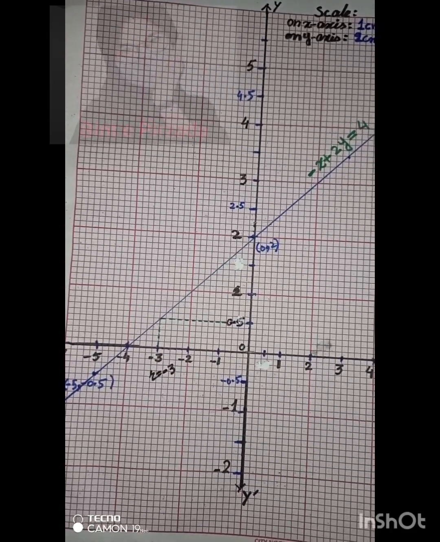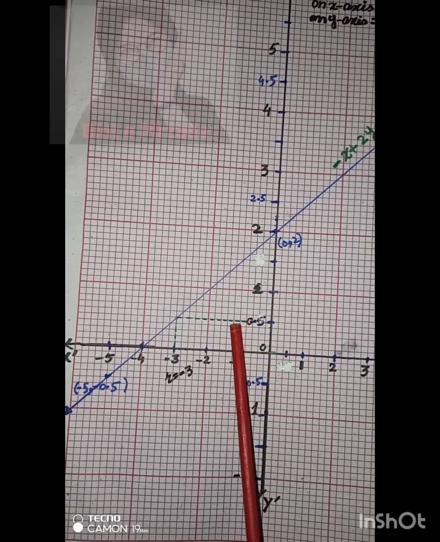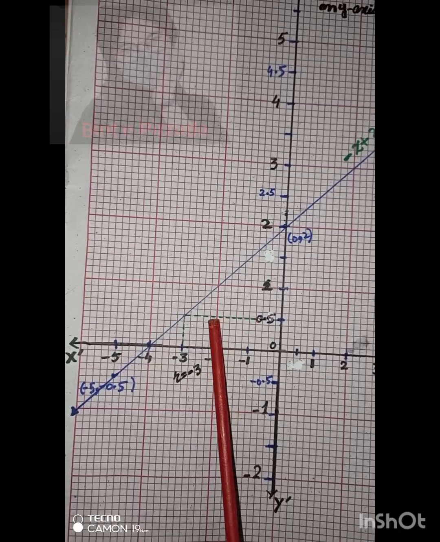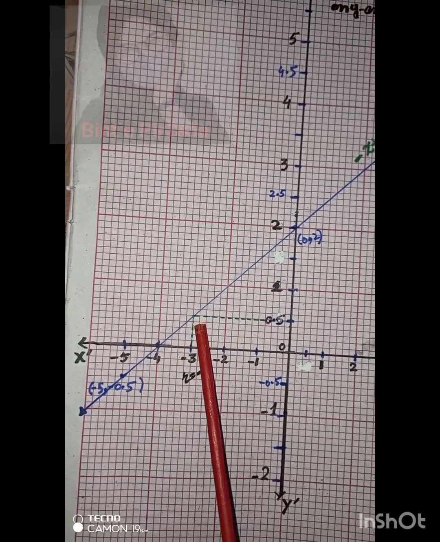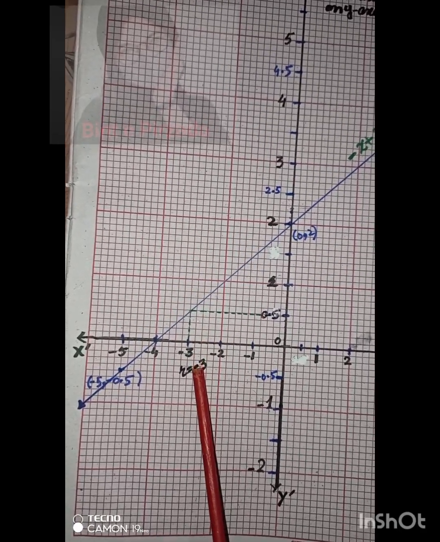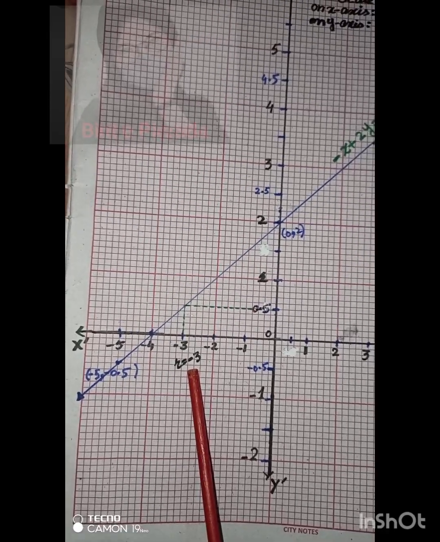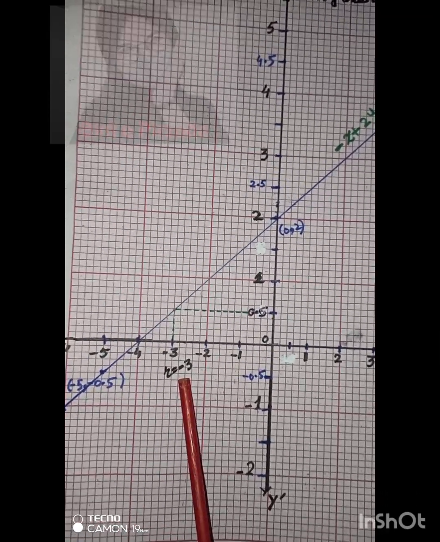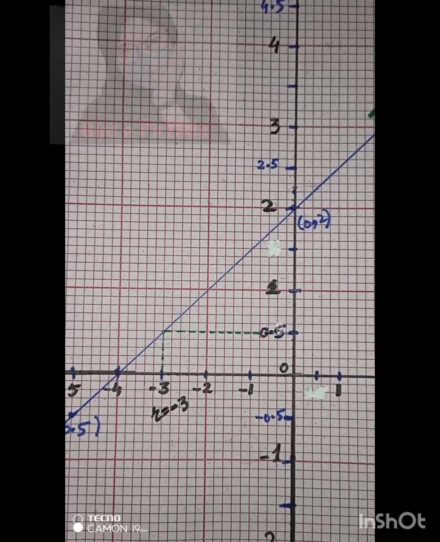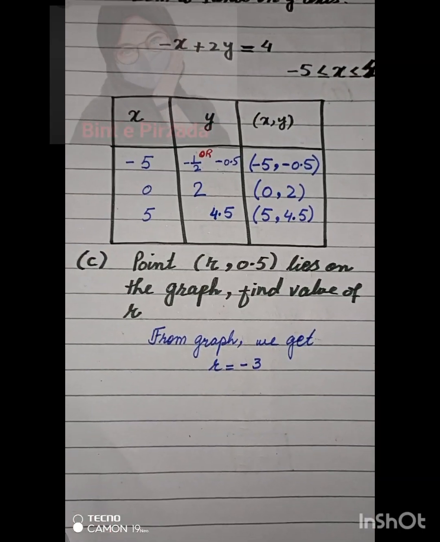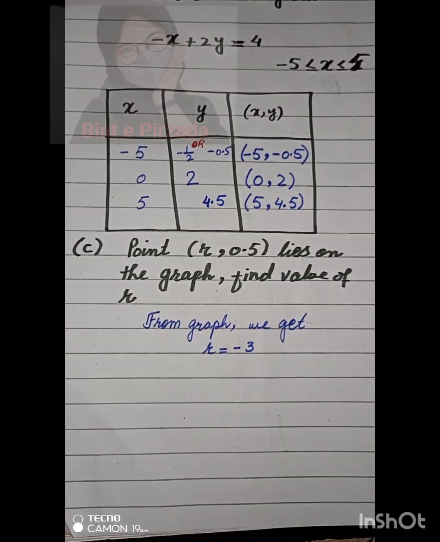See, you will draw a dotted line, right? It is starting from 0.5, moving left side straight, and as this dotted line touches the line, you will start moving downward, and on x-axis we reach at minus 3. This means the value of r is minus 3. So this is the third time I told you this step. So watch it carefully and do it on your graph paper. And here you will write from graph we get r is equal to minus 3.